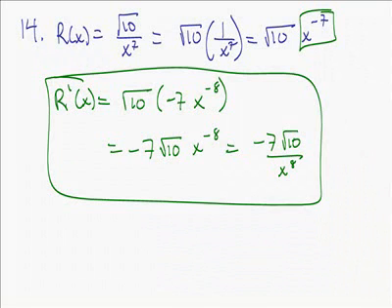Okay, let's try. Let's go ahead and do 16. In a nice shade of light blue. 16, we have y equals the square root of x times x minus 1.